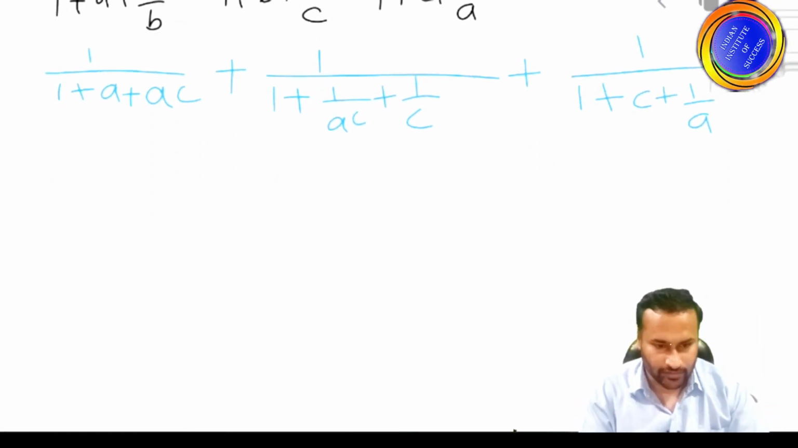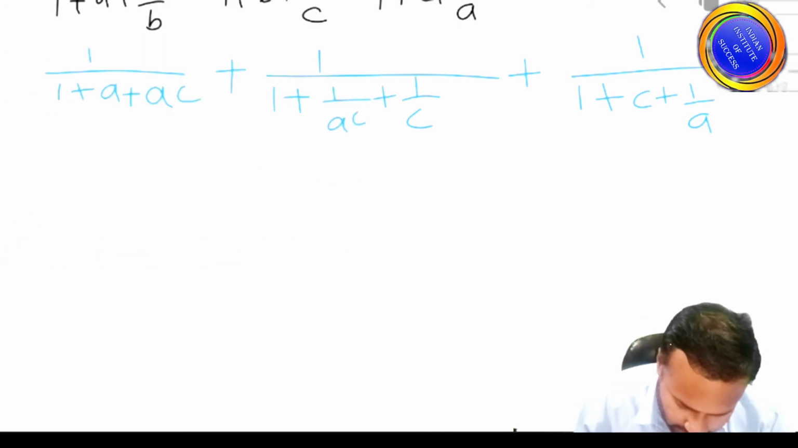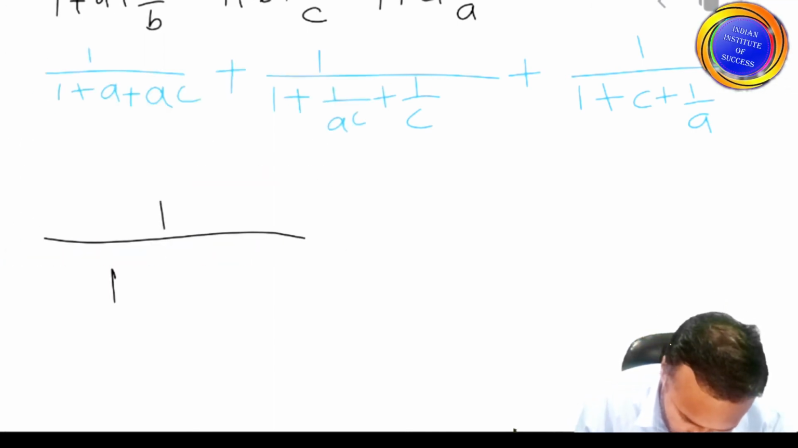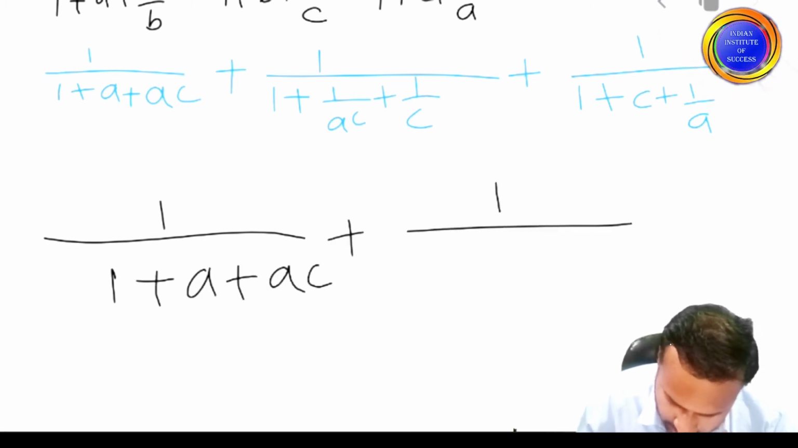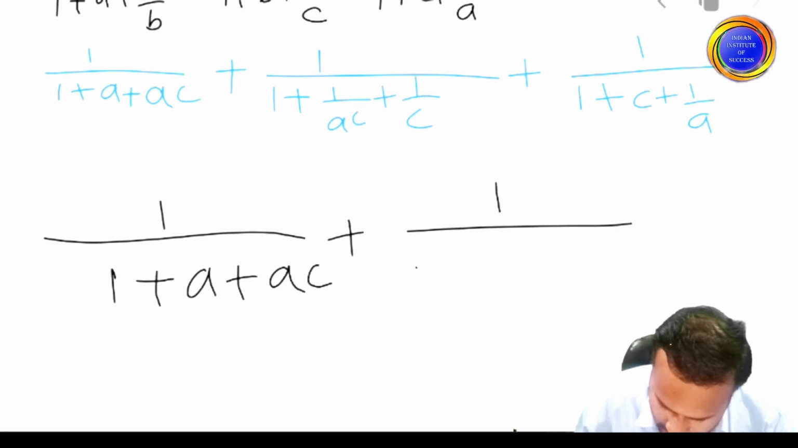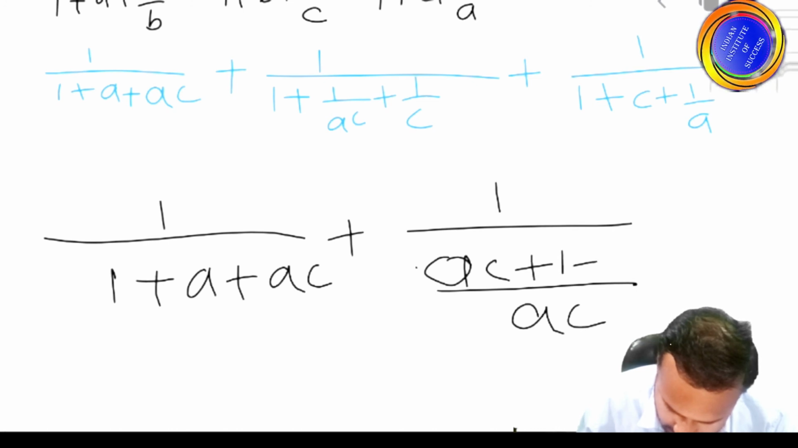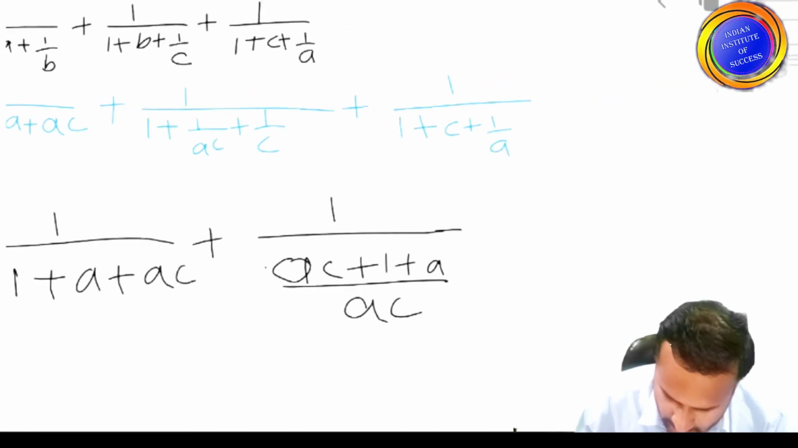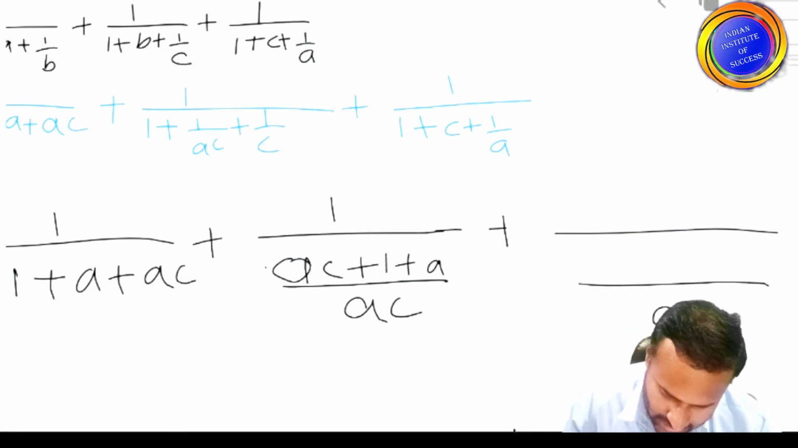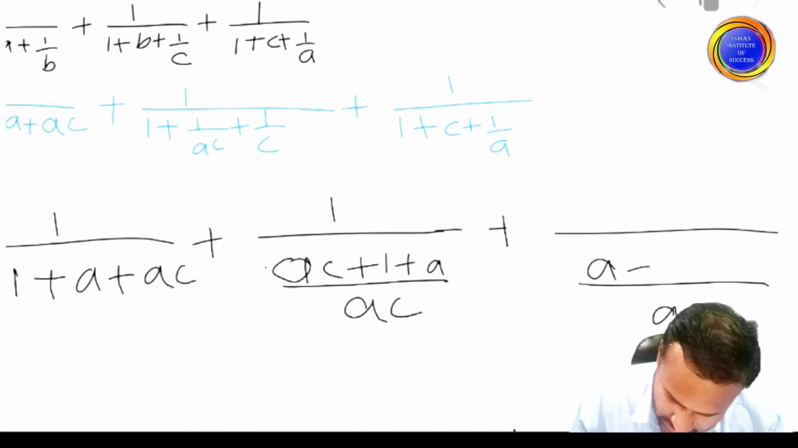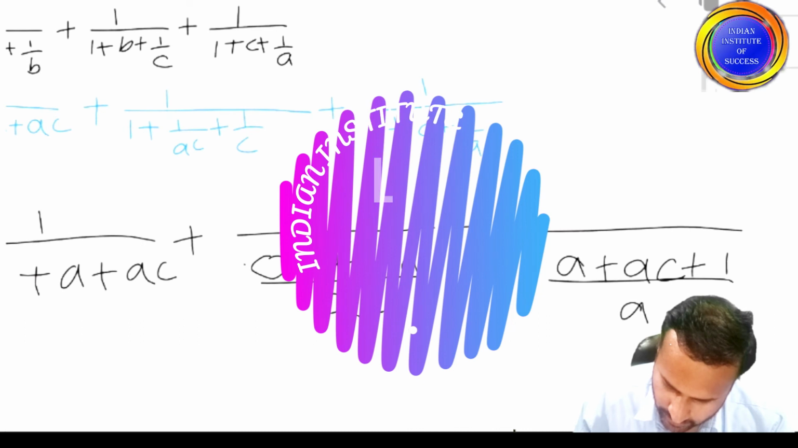Now here we have to take the LCM. Simply we will take the LCM. It will become 1 upon 1 plus a plus ac. Here also we will put the LCM. Here ac should be the LCM, and ac plus 1 plus a. Here also it should be the LCM. Here a should be the LCM and a plus ac plus 1.